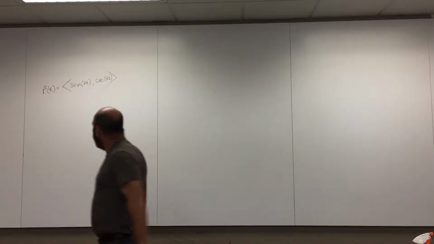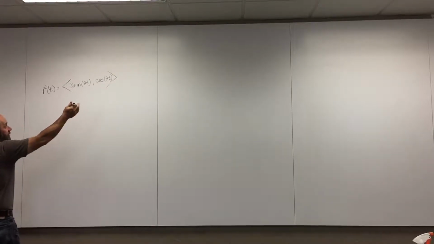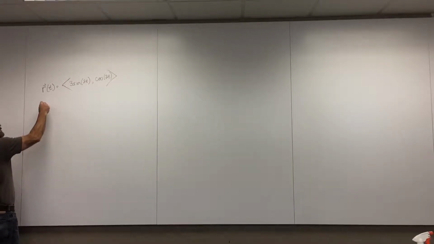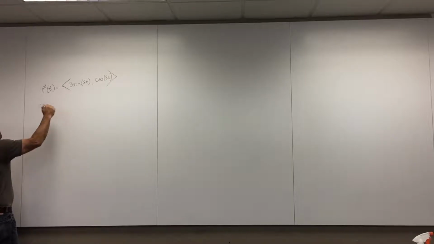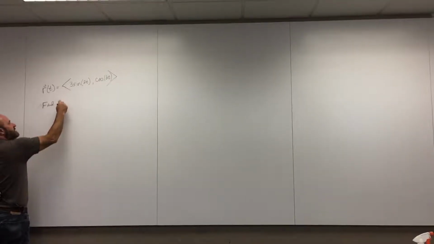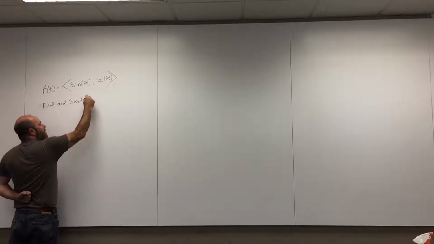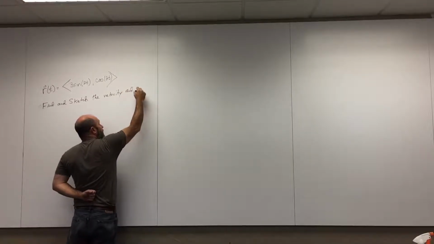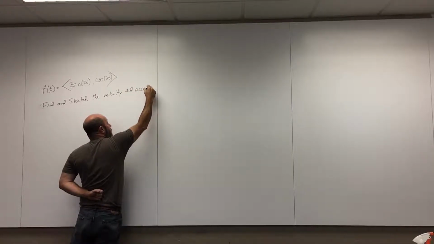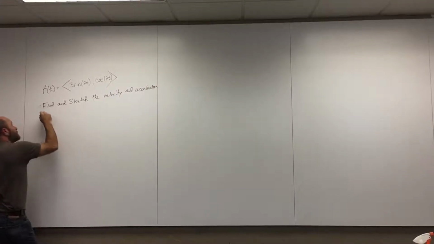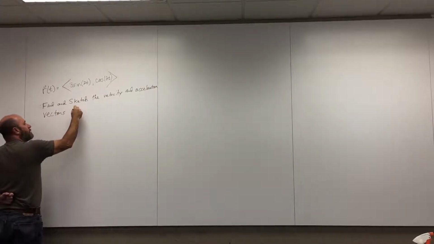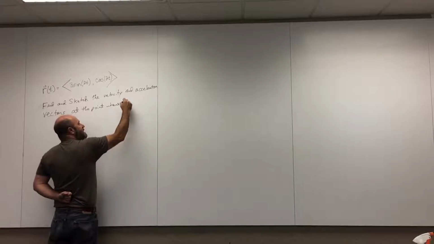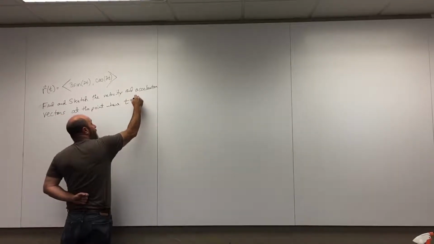Now here's my question. I'm opening today with this question. This is, like we said, a plane curve. We already know kind of what it is. Here's what I want: I want you to find and sketch the velocity and acceleration vectors at the point where t equals 5 pi over 6.